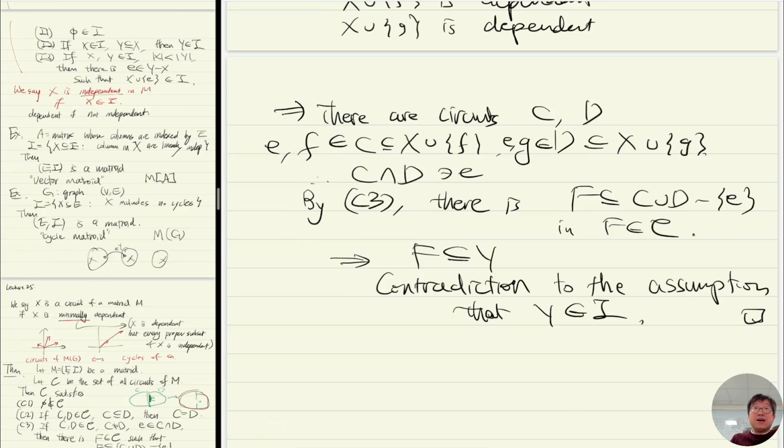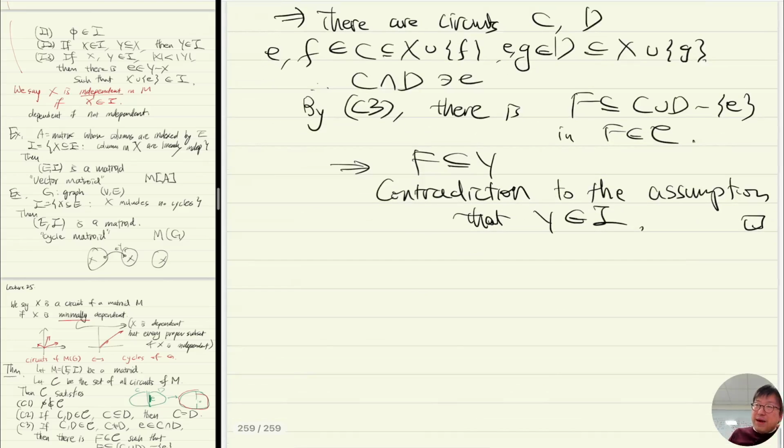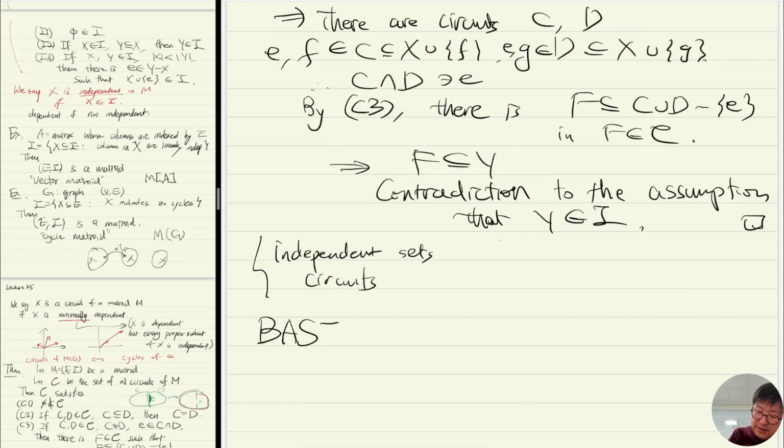So you see that I1, I2, I3, these independent set axioms, are equivalent to C1, C2, C3 for a matroid, and both define a matroid. And there are many more things. Okay, so so far we defined independent sets and circuits. So the next thing we define are the bases.